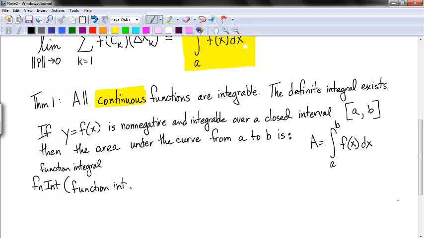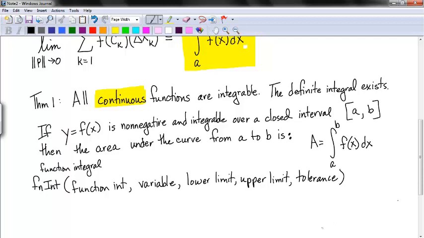What it would say is, for the function integral, you put the function in first, then you put in your variable, then your lower limit, then your upper limit, and all of these are separated by commas. And then the tolerance, we're actually going to use the default. And then you press enter.